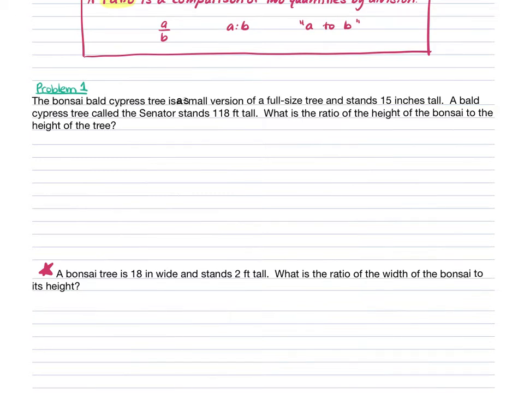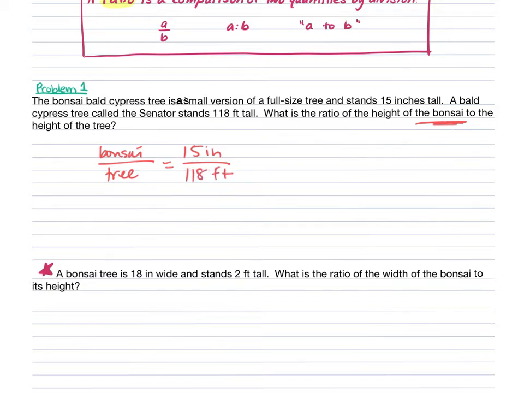So here we have, what's the ratio of the height of the bonsai, so this is the bonsai, to the height of the tree? Okay, so we're going to set up a ratio like a fraction. So the bonsai is 15 inches tall, and the tree is 118 feet tall.